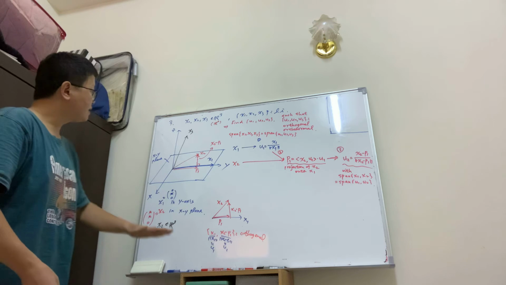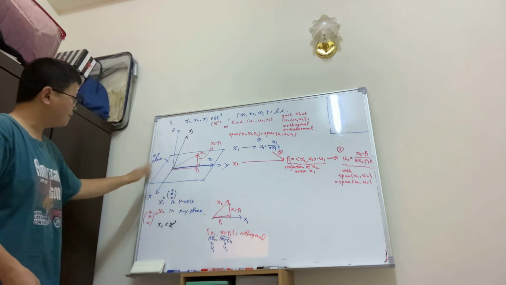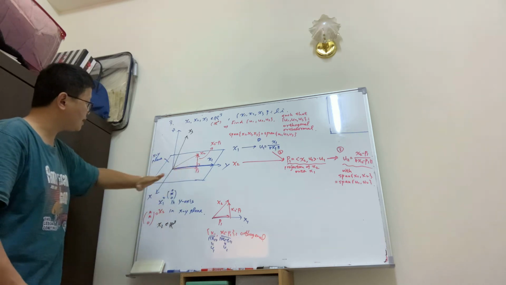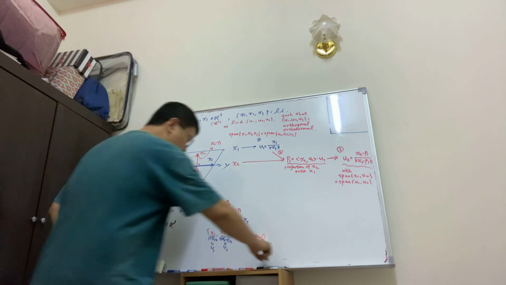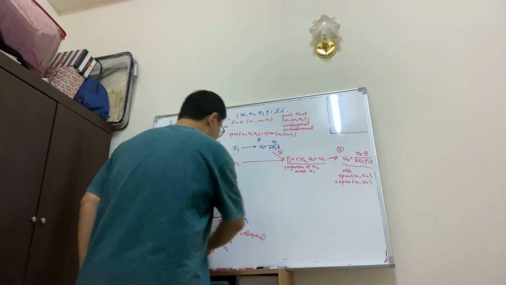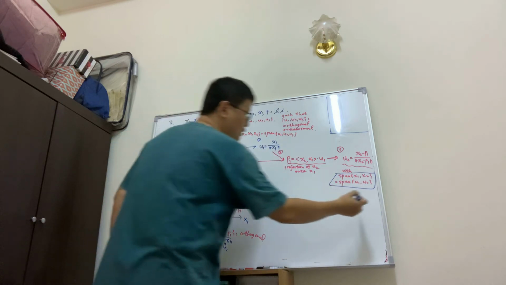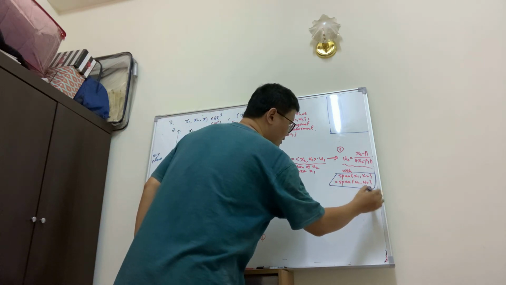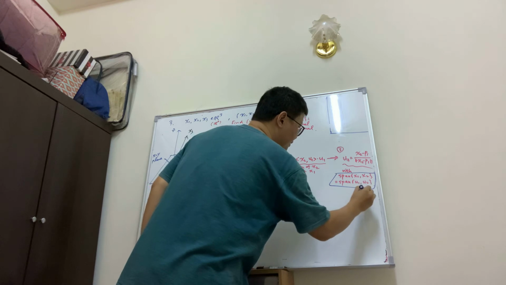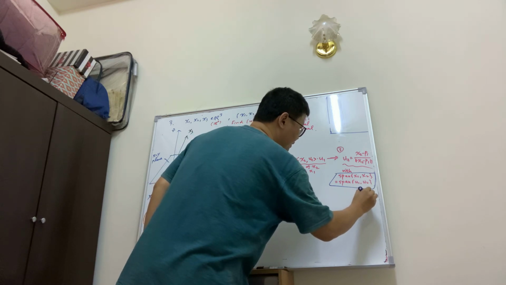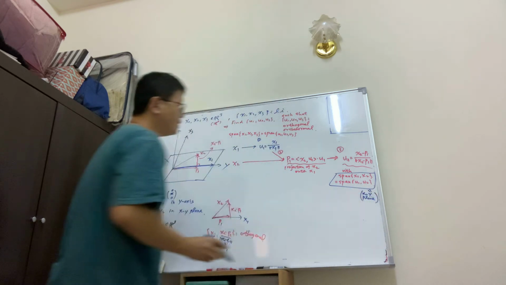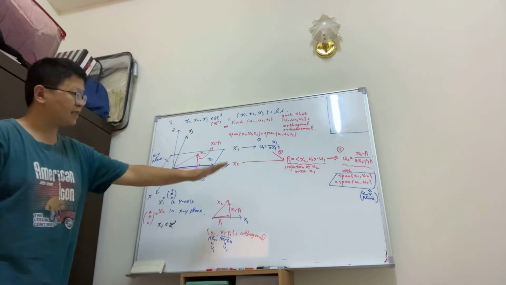Now, span S1, S2 in this example is the xy plane. The span of S1, S2 and the span of U1, U2 is just the R2 xy plane. It's just the xy plane, in this simple example.